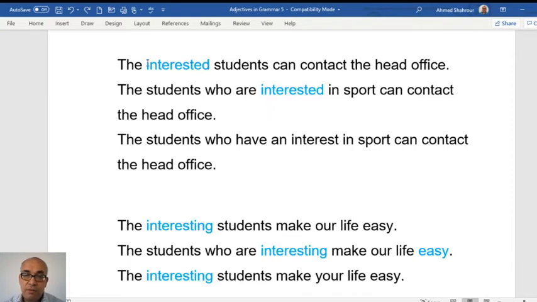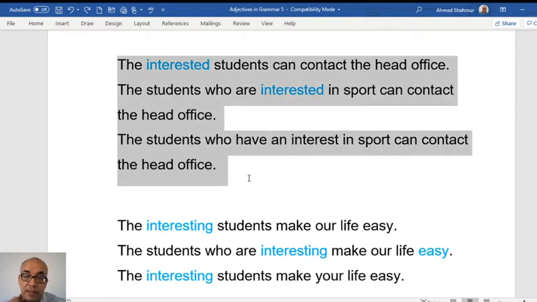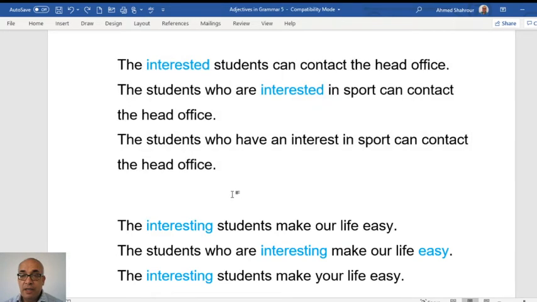Here I use a past participle, which is an adjective for students, and here I use again a past participle, which is an adjective for students, but I add who are, and then I add in sport. And here I don't use any adjective, I use an interest, which is a noun. Interest here is a noun. But these three sentences have the same meaning.